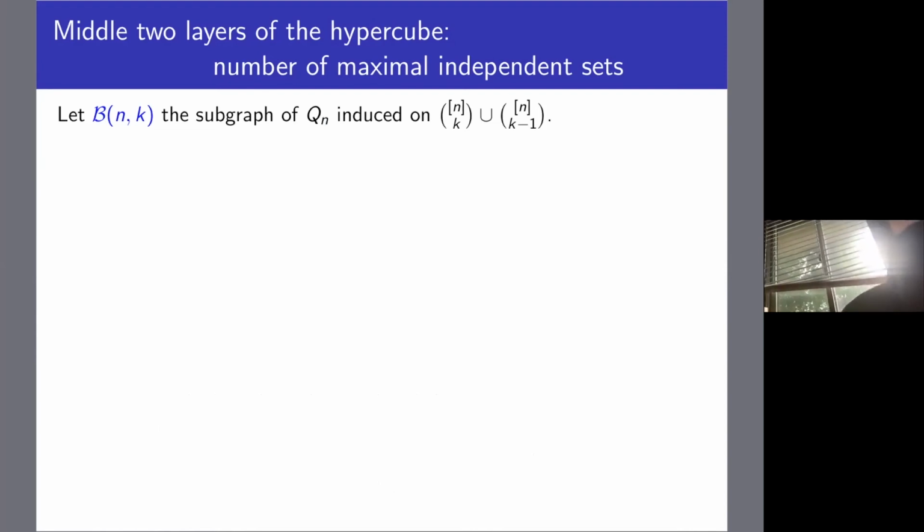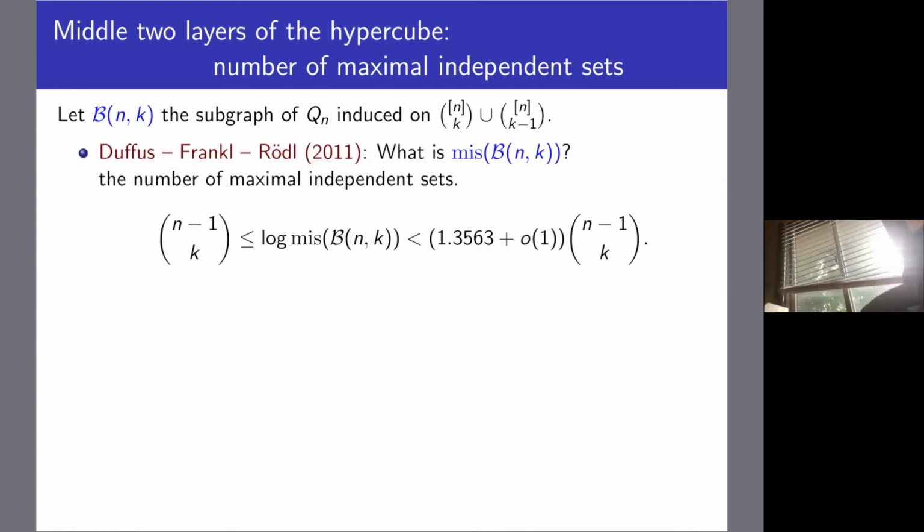So I would like to talk a little bit about the number of maximal independent sets in the middle layer. And that was actually more studied than the number of independent sets. This question was raised by Dufus, Frankel, and Rado, and they gave some lower and upper bounds, and they conjectured that the lower bound is best possible. I will explain a little bit later what is behind this formula.